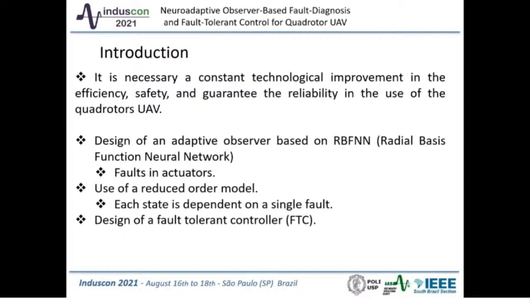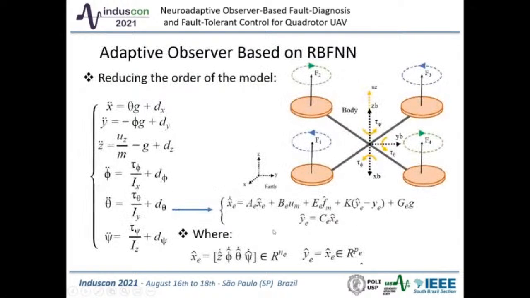The objectives of this paper were, first, to design an adaptive observer based on a radial basis function neural network, considering just faults in actuators. Moreover, a reduced order model of the quadrotor was used, where each state is dependent on a single fault. This allows the reduction of the computational complexity of this adaptive observer and makes it easier to adjust the neural network parameters. Finally, this work presents the design of a fault tolerant controller to counteract the effects of faults in the system. This is the linear model of the quadrotor.